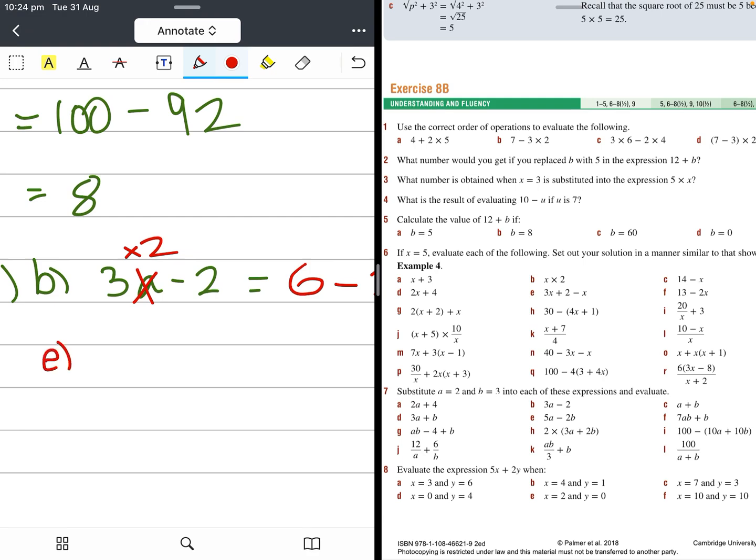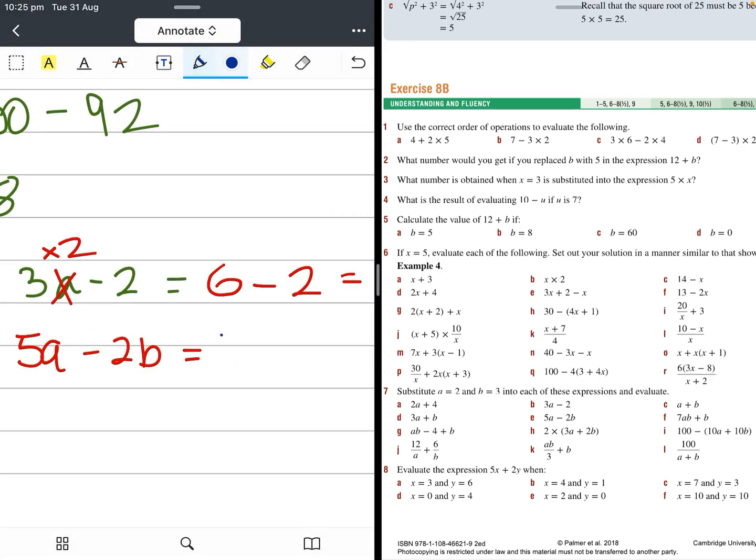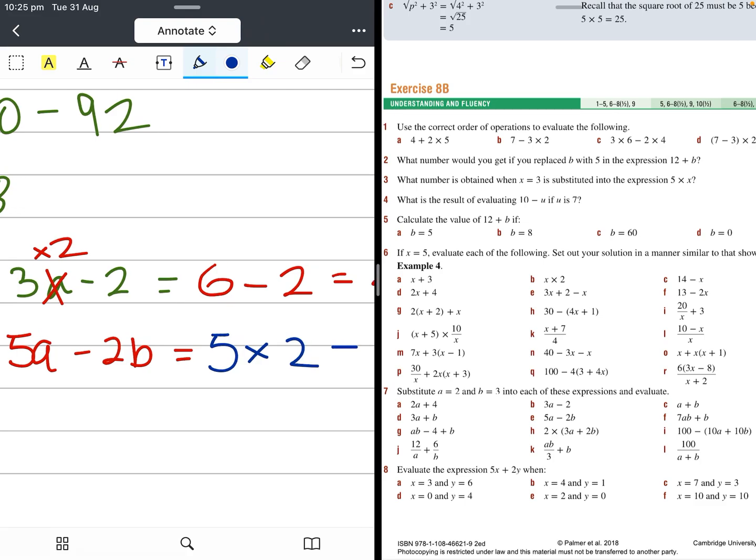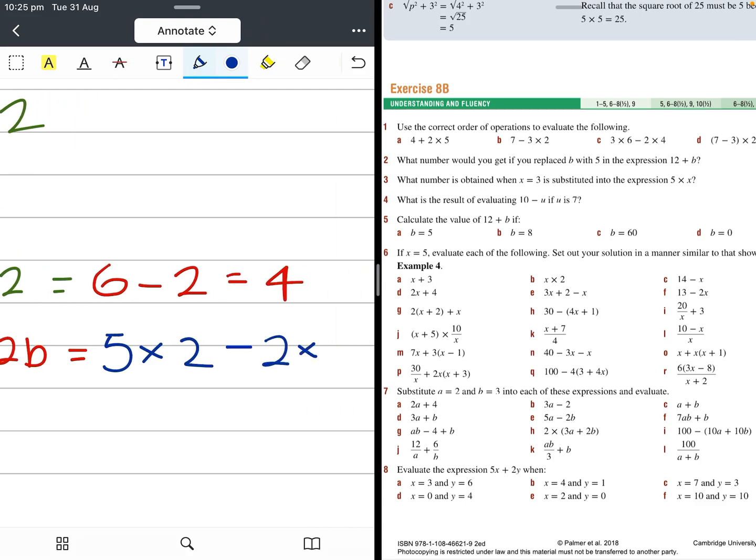Right, let's try E. I'll do a couple of crossways. I'm about to run out of room. Let's try 5A minus 2B. Right, now we've got 2. All right, let's get a different coloured pen. All right, so that means 5 times whatever the A is. Remember, a 5 and an A squashed together means it's a multiplication. We just don't write it in. It's the default operation, isn't it? So what did we say the A was again? That's a 2. Now the next one is a minus 2 times a B.